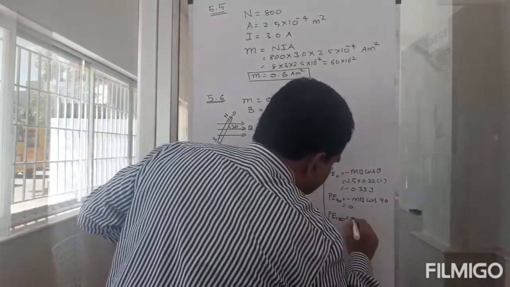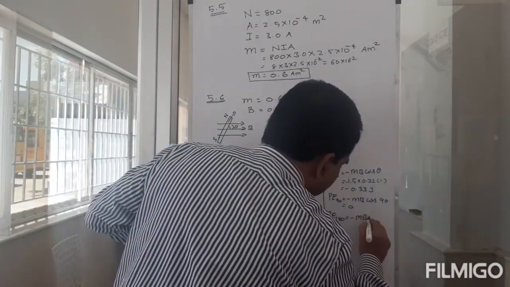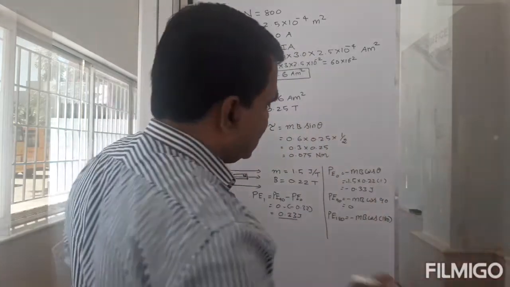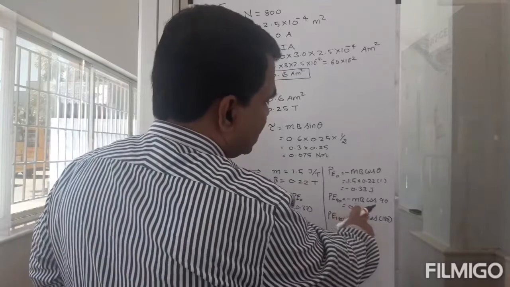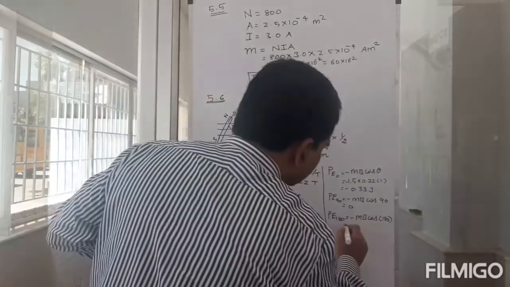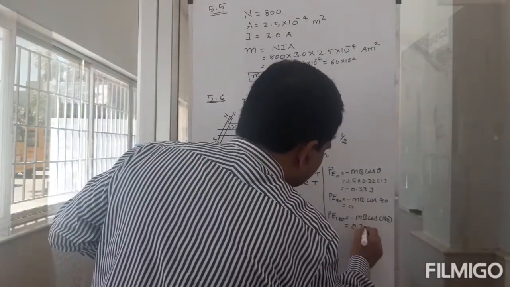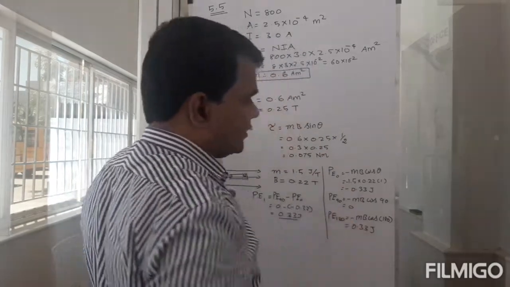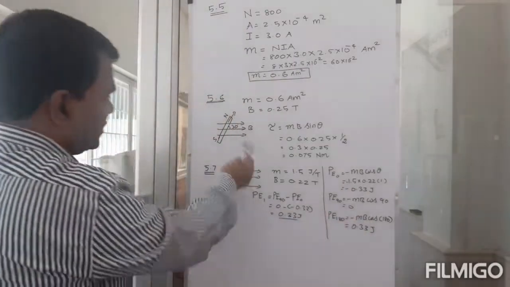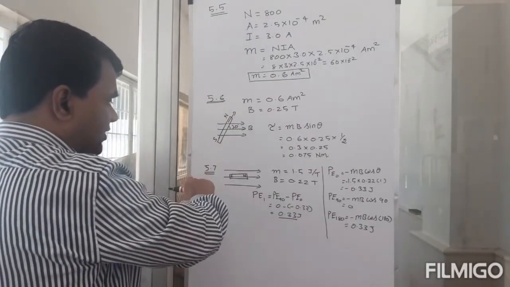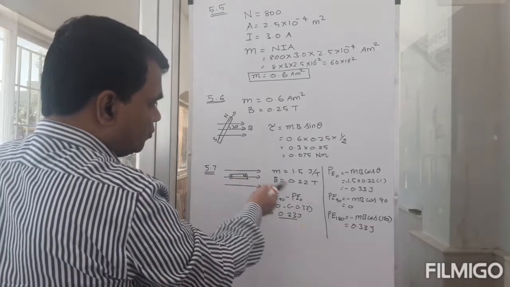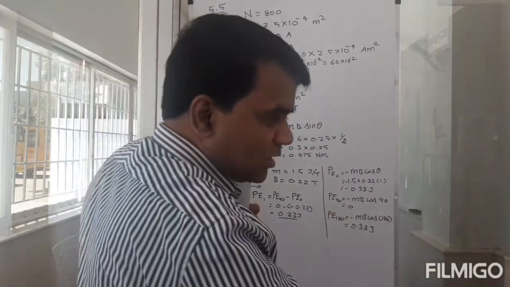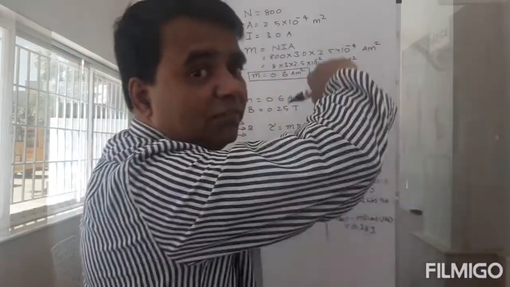Potential energy at 180 degrees would be minus mB cos 180. So cos 180 is minus 1, minus of minus will become plus, plus mB, that will give you 0.33 joules. Notice this is plus 0.33 joules. So that's the potential energy here. So what have you done? You have gone from this potential to this potential. So what's the potential energy difference? That is the work you have done.